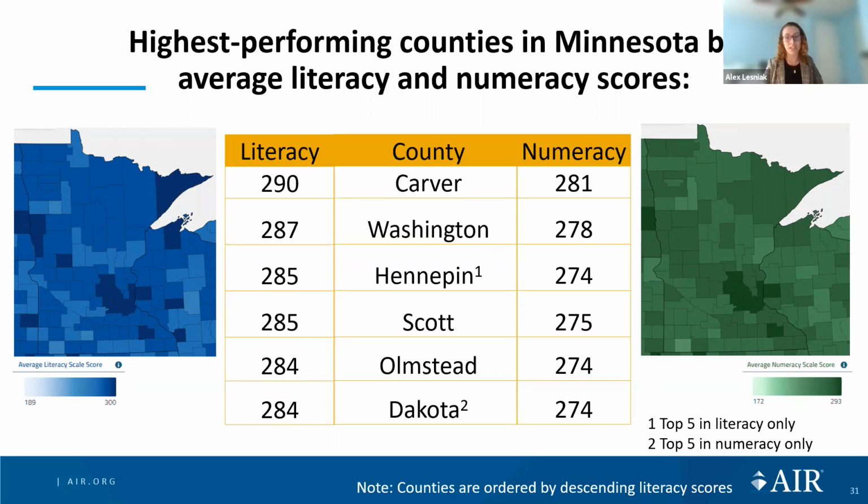So they are ordered by descending literacy scores, and the ones with the little superscripts are, for the number 1, top 5 in literacy only, and for number 2, top 5 in numeracy only. As you can see here, these counties seem pretty consistent in both their literacy and numeracy skills, as they are typically the top 5 of their class. But the ones that were only in literacy or numeracy were very close to the top 5. It's just that they didn't make the top 5 for that.